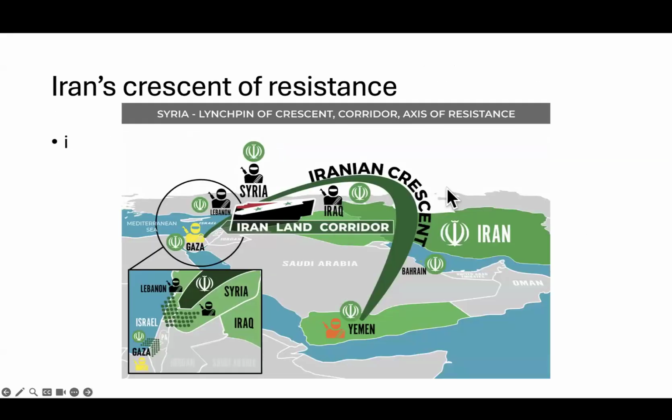So here we are. We're familiar with the Iranian crescent of resistance, but all of these, except for Yemen, have been damaged. But amazingly, Hezbollah seems to be returning. So go figure.